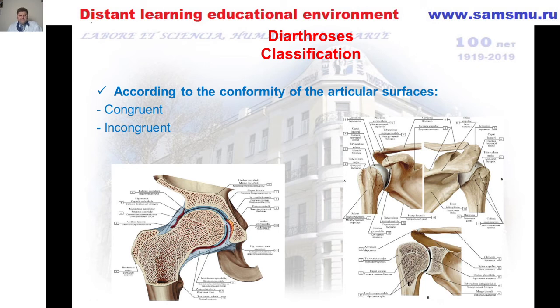So you may see, for example, the shoulder joint, and the head of the humeral bone is larger than the articular surface of the glenoid part of the scapula.